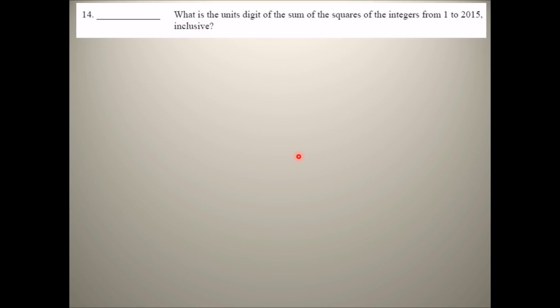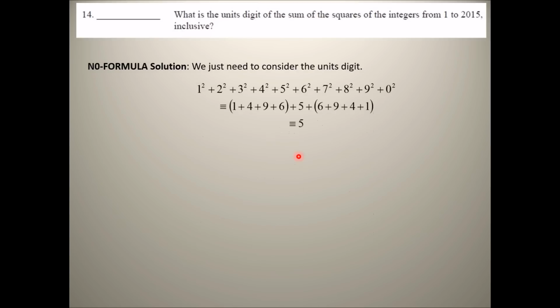Now, if you don't know the formula, that's okay, you can still solve it. All we need to do is look at the units digit. That's all that's important. So for the sum of every 10 squares, it's going to look like this every single time, because we're only concerned with the units digit. Like we could have 1, 2, 3, 4, and so on, or we could have 11, 12, 13, 14, and so on, 21, 22, 23, you get it. We're only looking at the units digit. So this is a very repeated pattern within all these sums.